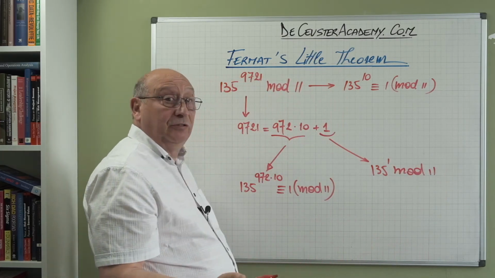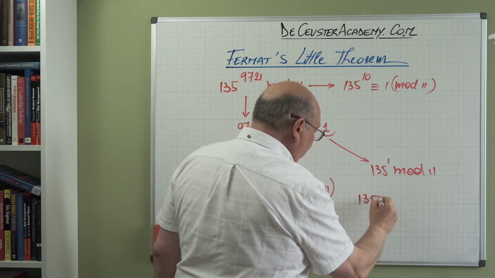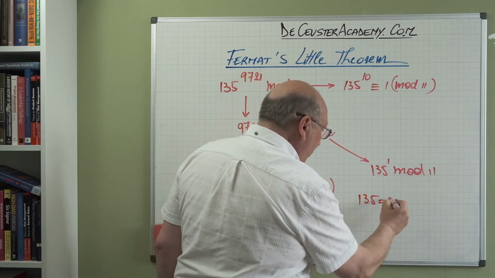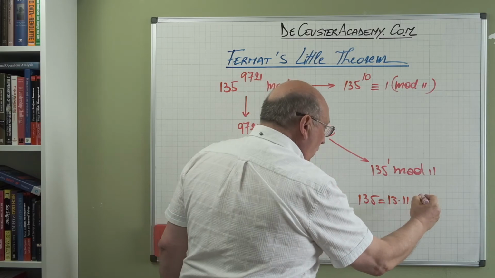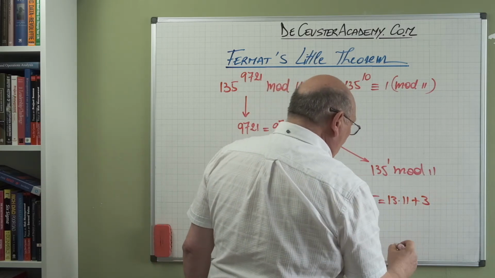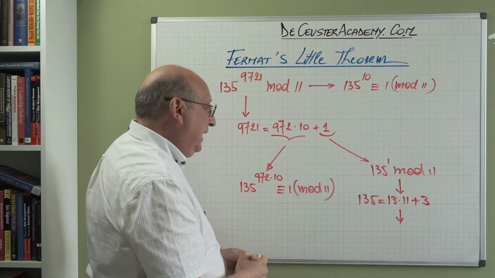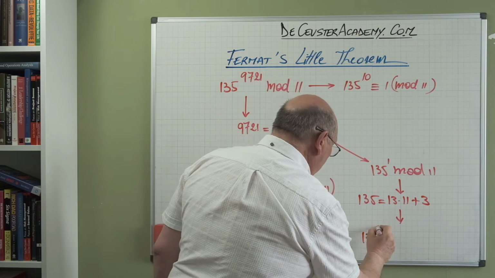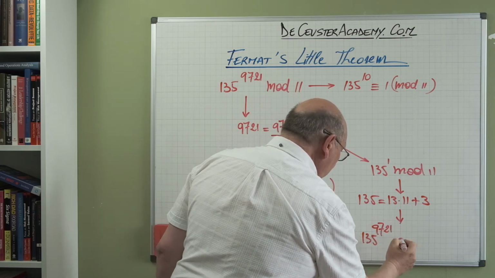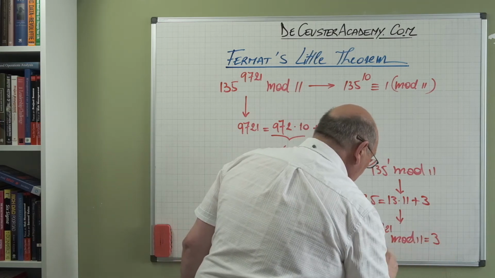And now it becomes very easy because we just have to write 135 as a function of 11: it is 13 times 11, which is 132, plus 3. So basically the solution of this problem is that 135 to the power of 9721 modulus 11 is equal to 3.